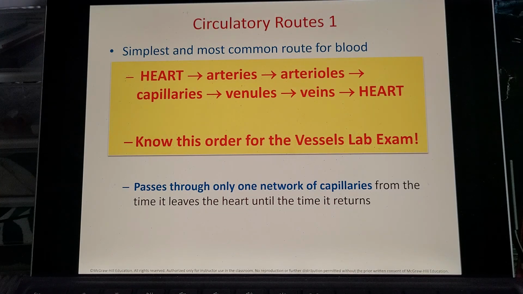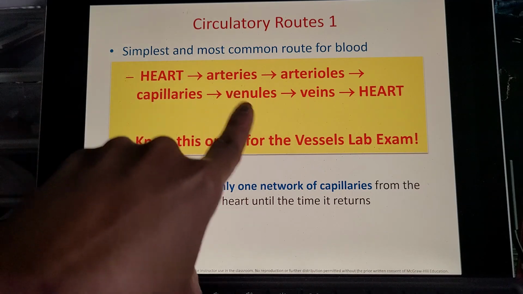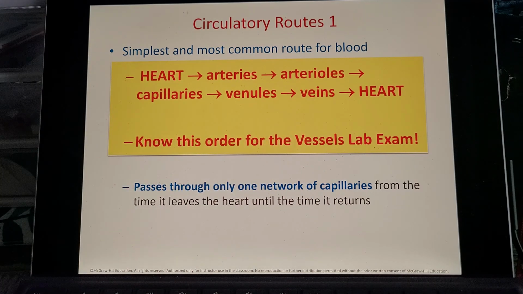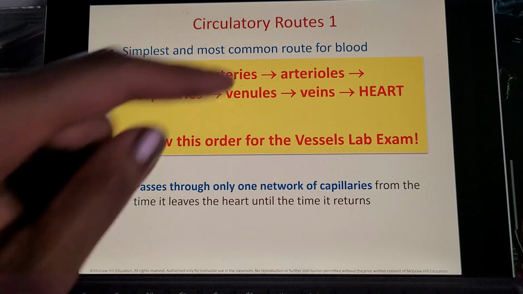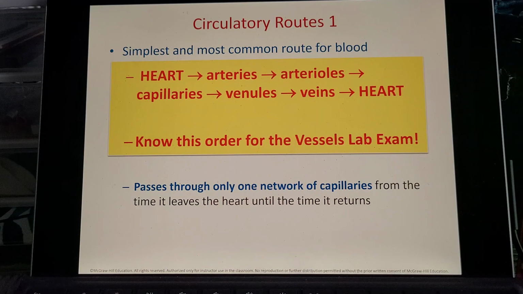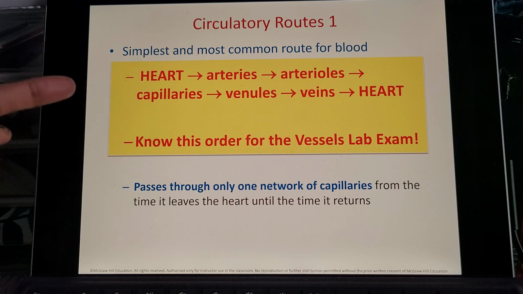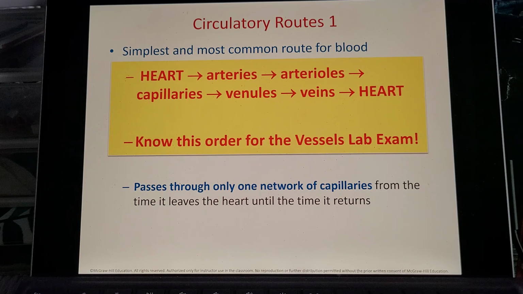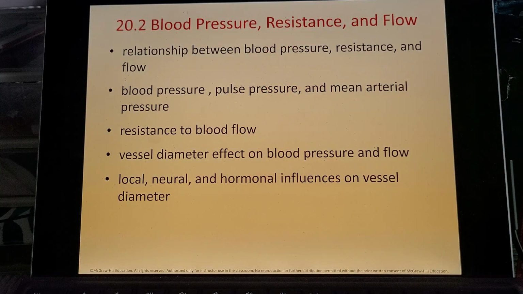One easy way to remember this is that it's kind of in alphabetical order, except venules and veins are switched. Everything else is in alphabetical order. So again, arteries go away from the heart, veins go towards the heart. That's the order you need for the vessels lab exam. It literally is the first 5 answers on that test. As it goes through, it's only going to pass through one bit of capillary, so you're just going to have your nutrient exchange and then go back. We'll start there at the next video.